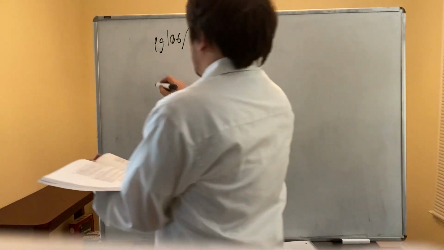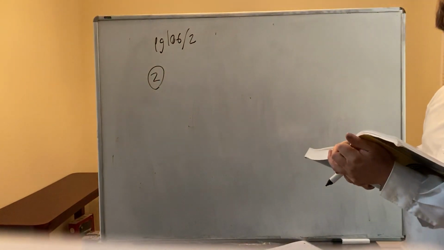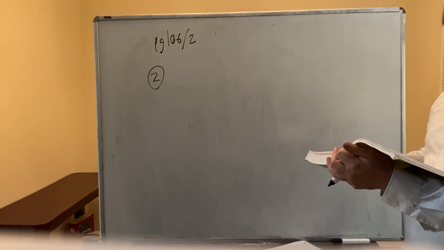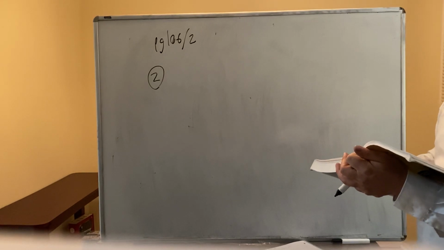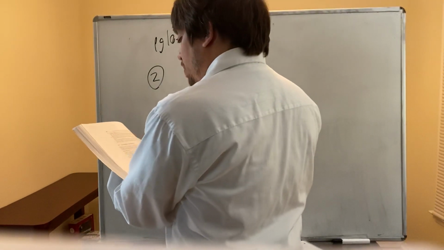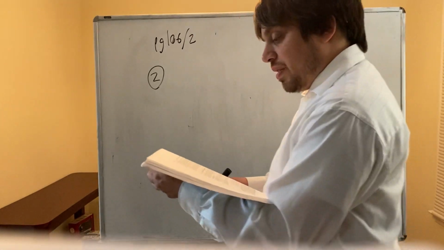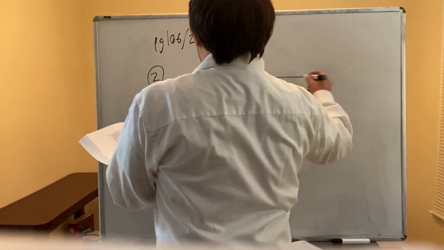For that problem, consider 3 flips of a coin. Use a table of values to find the following random variables. A, X is the number of heads minus the number of tails. And B, Y is the absolute value of the difference in the number of heads and tails. So let's make a table.